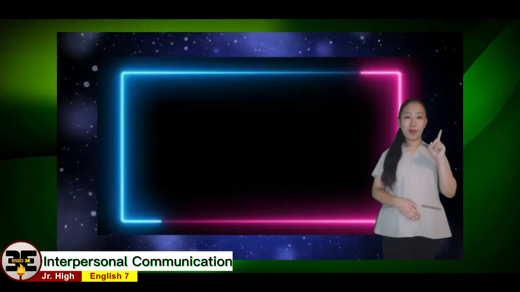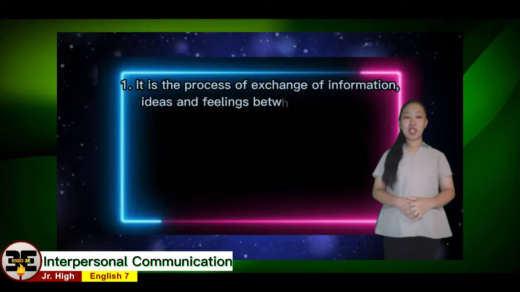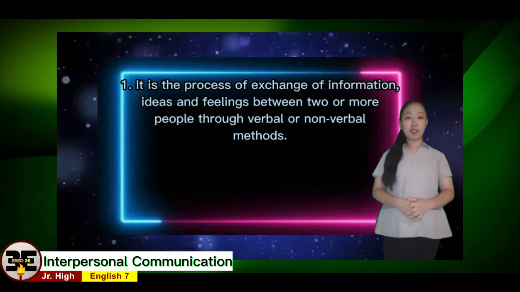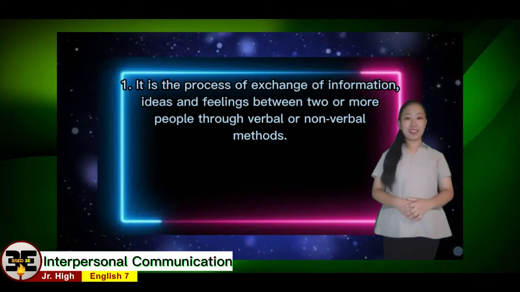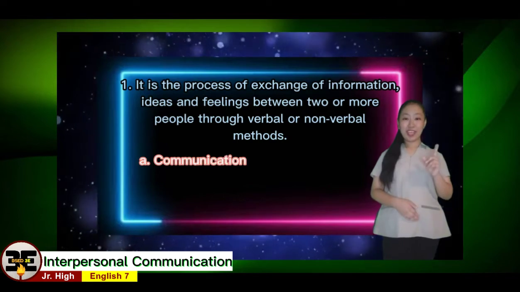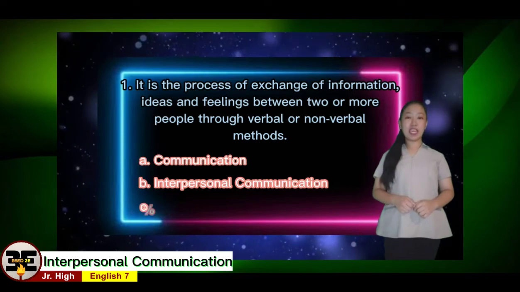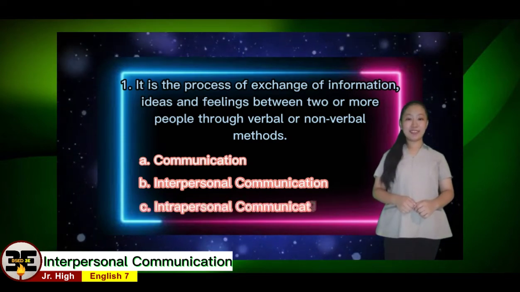So grade 7 students, I know that you understand what interpersonal communication is. So we have a learning test. I will read the question and you will choose the correct answer. So let's start. Question number 1. It is the process of exchange of information, ideas, and feelings between two or more people through verbal or non-verbal methods. Letter A, communication. Letter B, interpersonal communication. And letter C, intrapersonal communication.